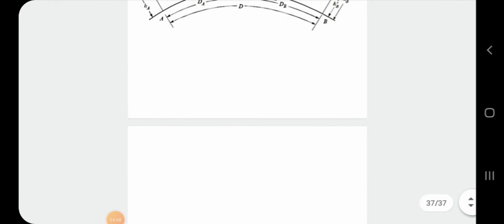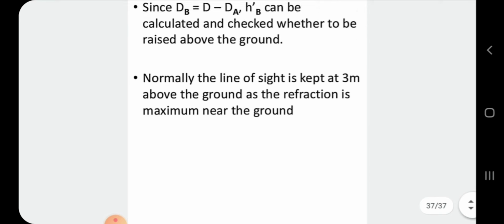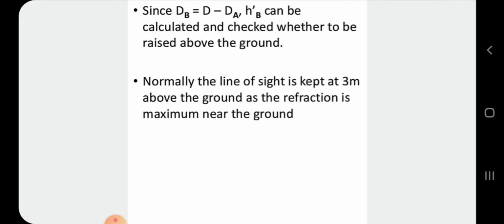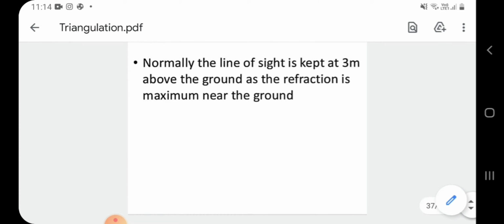So the steps are as we discussed before. And one point: normally the line of sight is kept at 3 meters above the ground, as refraction is maximum near the ground. The line of sight will have to be kept at 3 meters above the ground. So now we will discuss some problems.